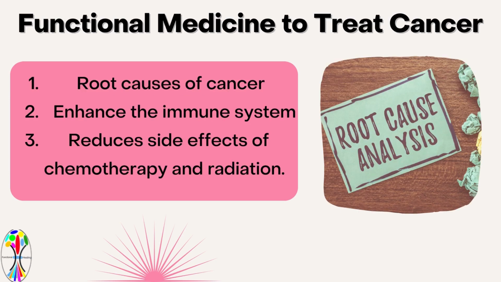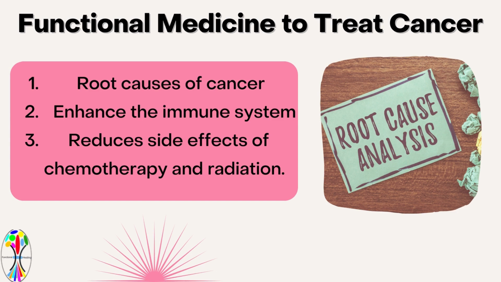What is the functional approach to treat cancer? There are three pillars of treating cancer through a functional approach. The first and foremost is to understand and identify the root cause of cancer. Every individual is different, which means that the root cause of cancer is going to be different in different individuals, depending on their exposure, depending on their immune system, depending on the inflammation, their weight, the toxins they have been exposed to, their nutritional deficiencies, and so on and so forth.